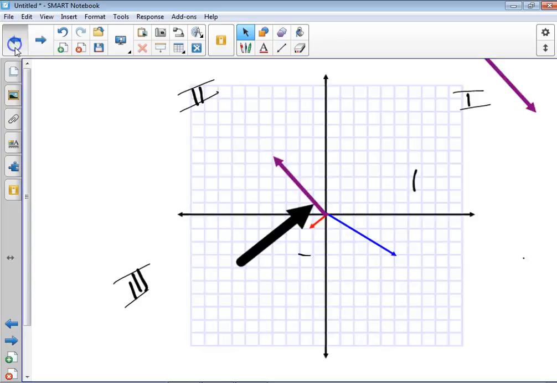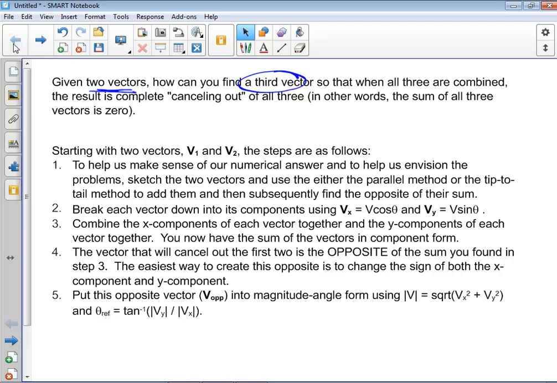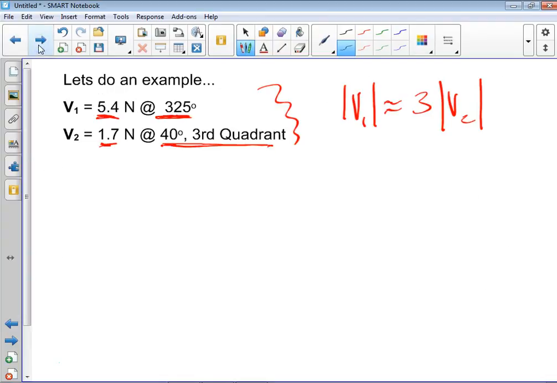So the next step. We've done, check, the sketching part. Now the first step next is to break these down into their components. So, let me do this. Oh, we'll do it.